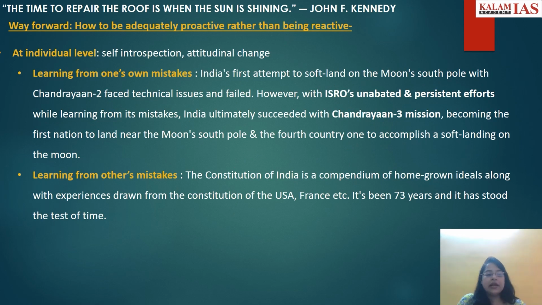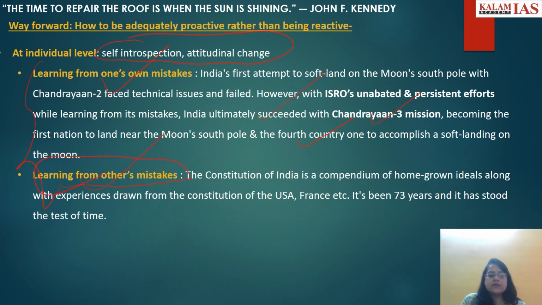Then coming to the individual level, you can talk of self-introspection and attitudinal change: learning from one's own mistakes and learning from others' mistakes. There are two things. You can give the example of Chandrayaan-2, how it failed, and because of ISRO's persistent efforts, we made it successful in the Chandrayaan-3 mission, becoming the first nation to land near the moon's south pole and the fourth country to accomplish a soft landing on the moon, because of persistent efforts, because of learning from one's own mistakes. Okay? This is one example.